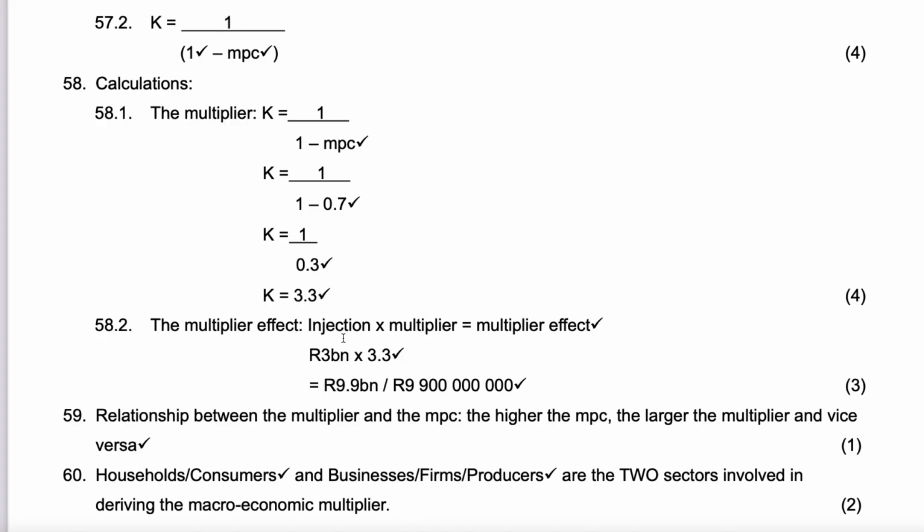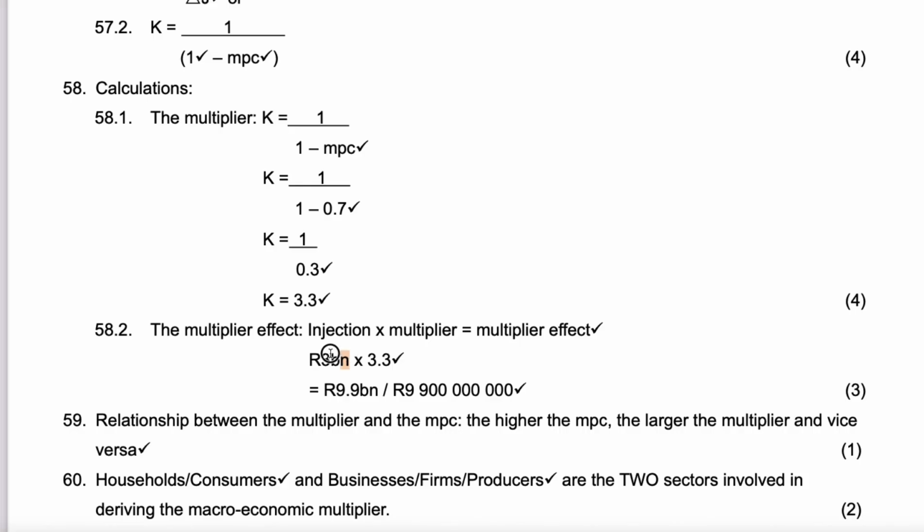Okay. So then, like the other question I said, we take the injection of 3 billion, we multiply by the answer, the 3.3 that we have here, we get 9.9 billion. Now, some learners will round this off. They write 10 billion. I think, let's mark them. Then here's the relationship and so on.